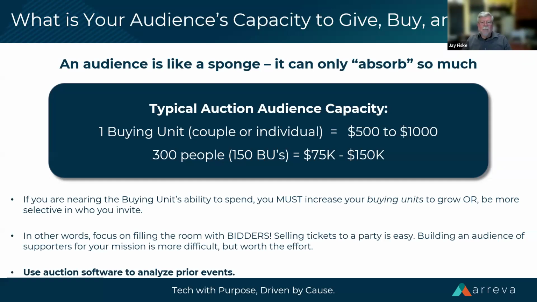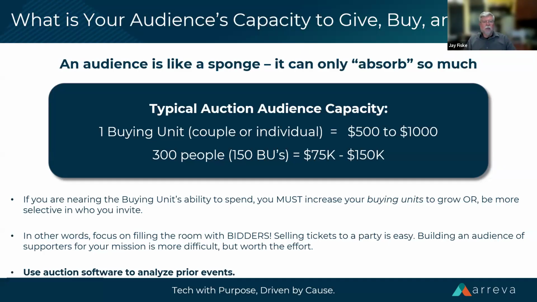And by the way, I'm going to stop here and say there are outliers. If you're Children's Hospital, you're going to probably be beyond $1,000 per buying unit. If you're a small elementary school in a small town, it's not a very wealthy town, you're going to be an outlier the other direction. Your audience, the sponge size, might be more in the $250 to $300 per buying unit range. But the middle of the bell curve, the norm, if you will, without the outliers on either end, is about $500 to $1,000 per buying unit. And so that's a good planning number for you.